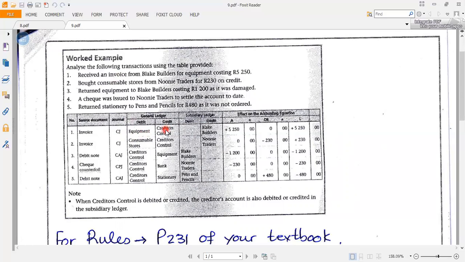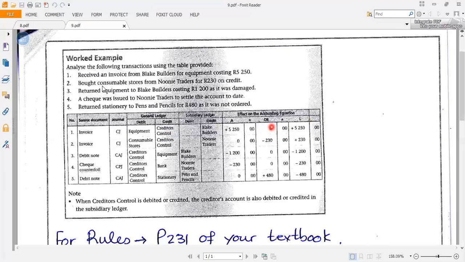Remember our rules at the beginning of this lesson? So equipment, because I have purchased equipment, it means my value of equipment is increasing. So assets will increase by 5250. My creditors control is also increasing. Remember, creditors is a liability. So we effect that amount here under liability. And of course, 0 under O. There is no owner's equity affected here.